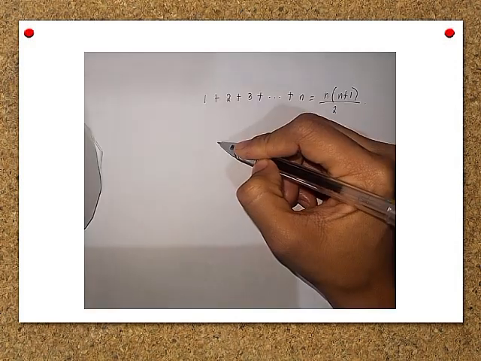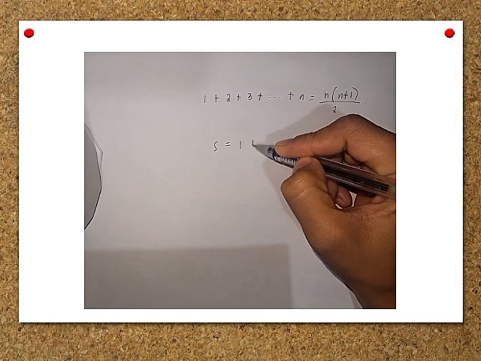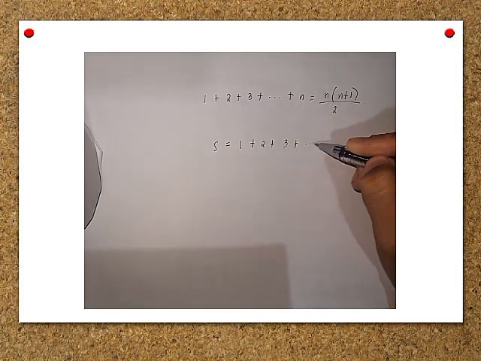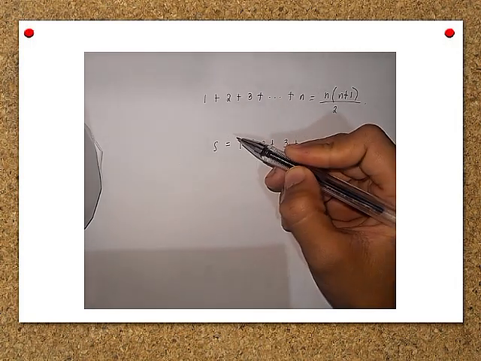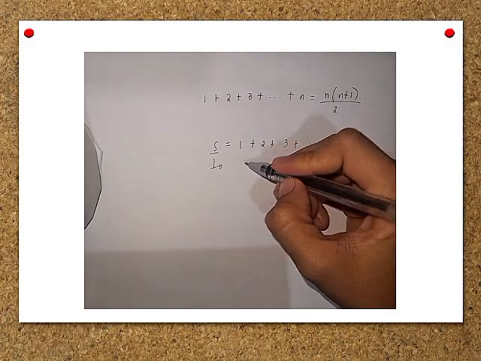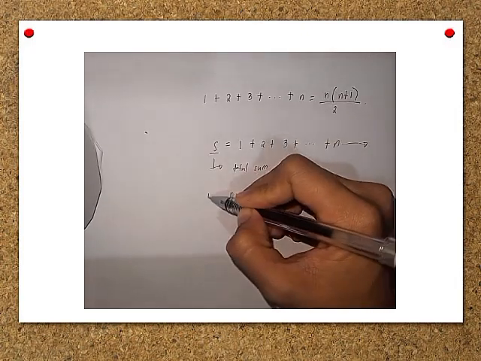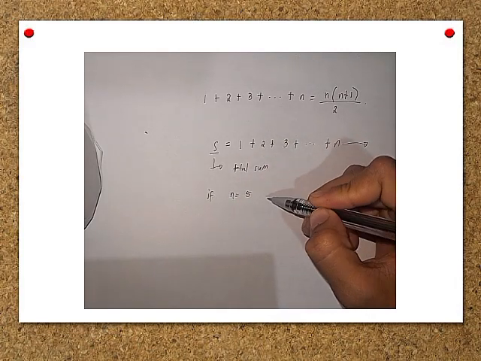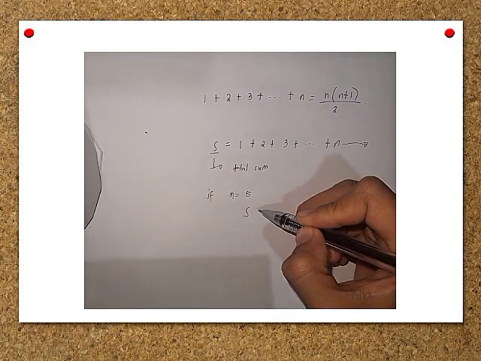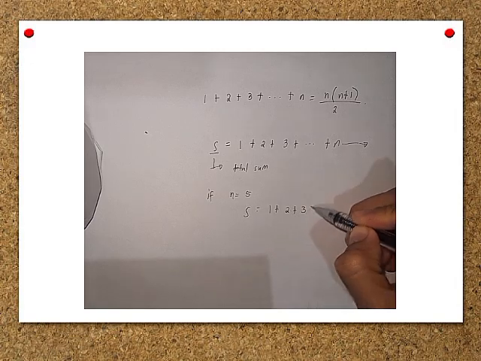Let's say we want to add all numbers from 1 to n. We can write it like this: S is equal to 1 plus 2 plus 3 plus ellipsis plus n. Here, S stands for the total sum, and n is the last number we're adding, or how many terms we have. If n is equal to 5, then the sum of 1 plus 2 plus 3 plus 4 plus 5 equals 15.